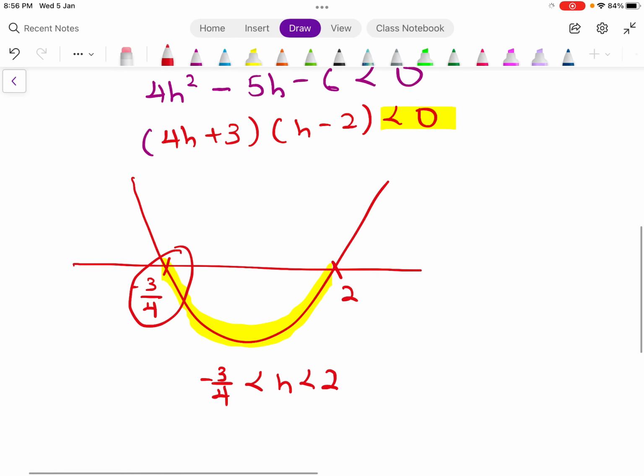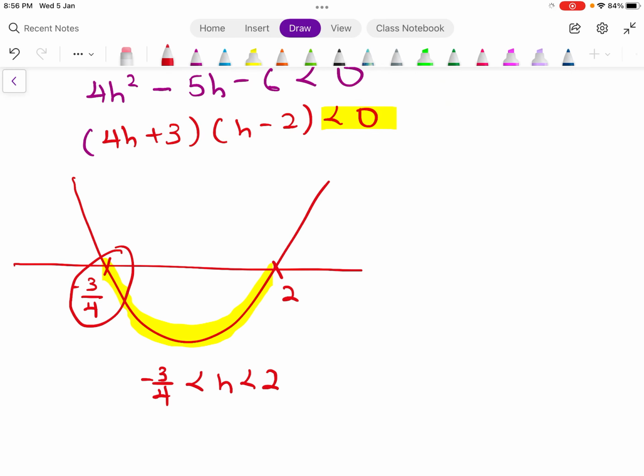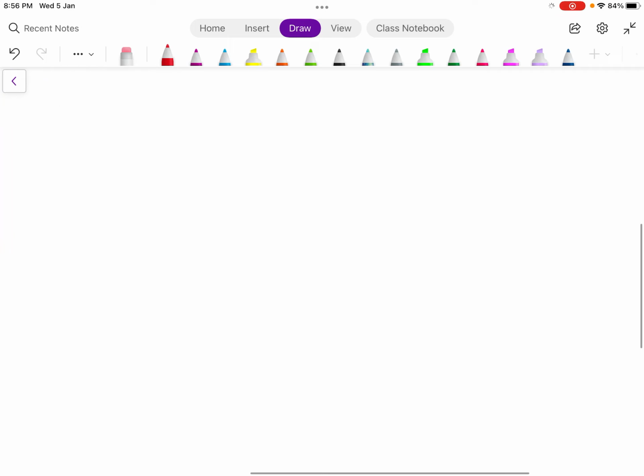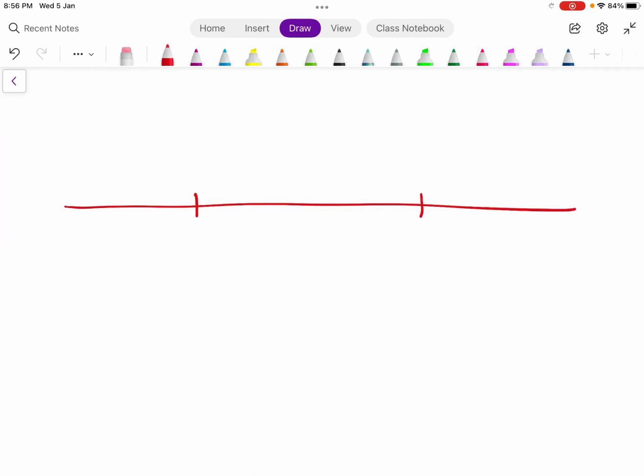Of course I show you method 2. Method 2 is regarding the number line. So I draw a number line and I put down the two numbers. The first is negative 3 quarter, the other is positive 2. Next thing is to put down the signs. Remember the signs: positive, negative, positive.